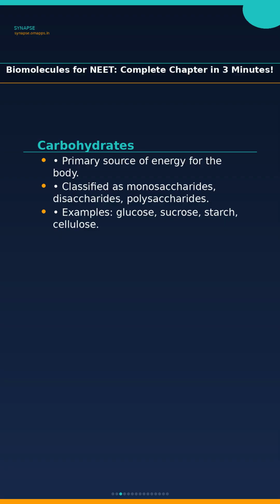Let's start with carbohydrates. These are your body's primary source of energy. Think of them as fuel for your cells. They come in different forms: monosaccharides, disaccharides, and polysaccharides. Remember examples like glucose, sucrose, and starch. These are key for NEET.